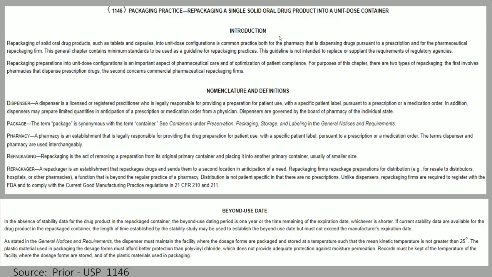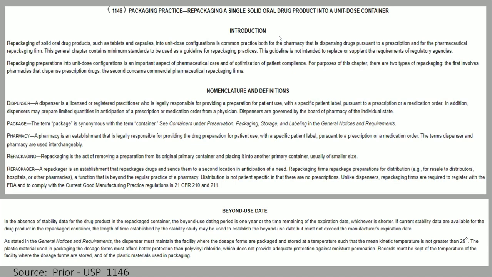Now, I'm not going to sit here and read this next slide. This was from USP 1146. It's one of their chapters. I just cut basically a couple paragraphs out. And this refers to repackaging of solid drug products, such as tablets or capsules. So you can see the chapter was titled Packaging Practice, Repackaging a Single Solid Oral Drug Product into Unit Dose. So that would be the example that I was just talking about for the long-term care or the health system, okay?